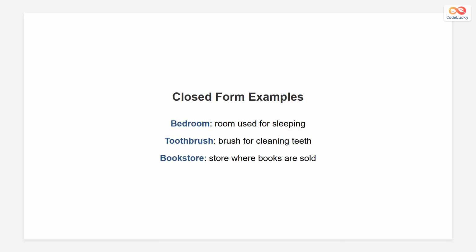Closed-form compound nouns are created by joining two words together without any spaces or hyphens. Some examples include bedroom, which means a room for sleeping, toothbrush, which is a brush used to clean teeth, and bookstore, which is a store that sells books.